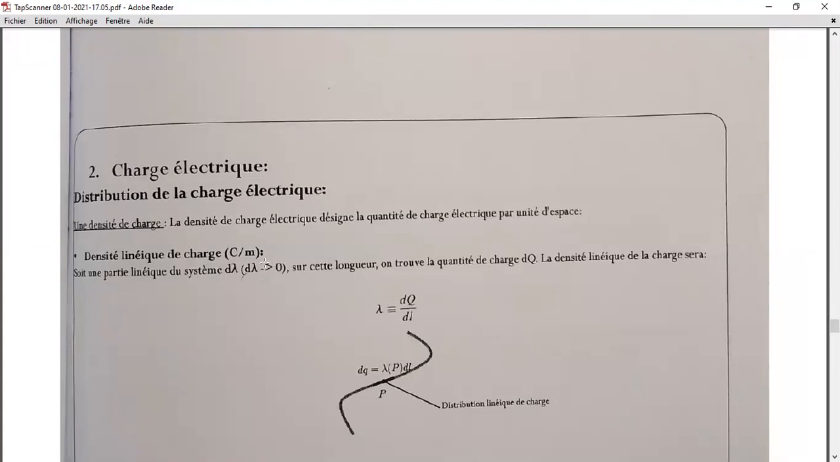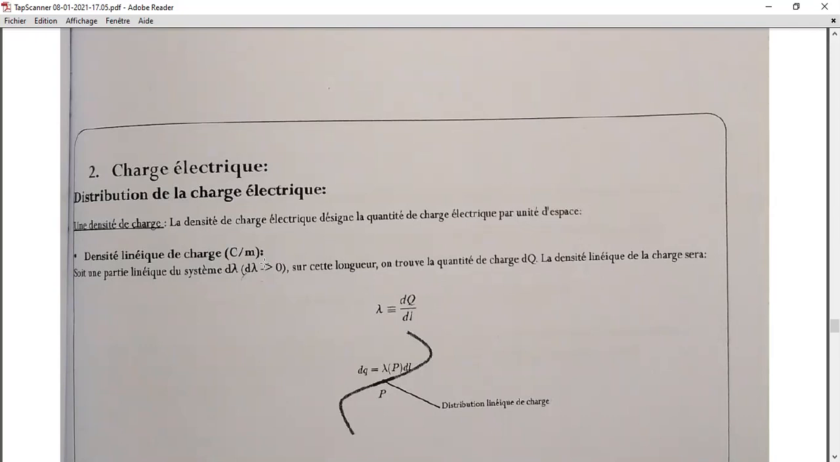Then there's also the linear charge. So this one is coulomb per meter. Linear basically is the charge which is distributed just on a line. It's not on a surface.